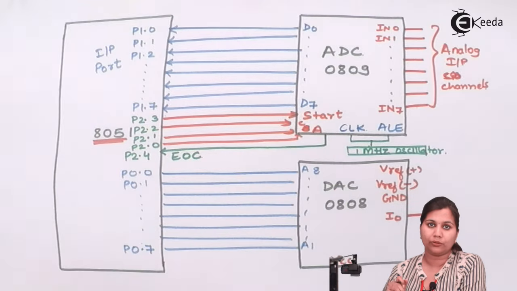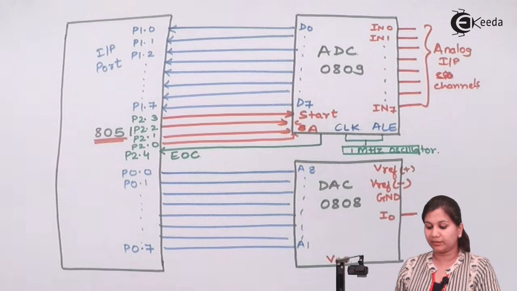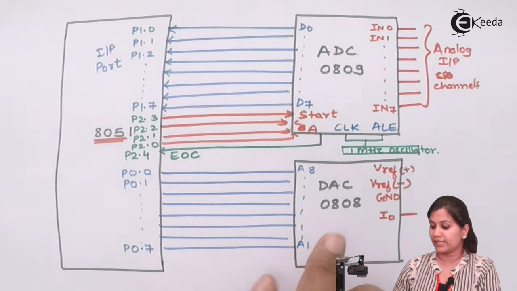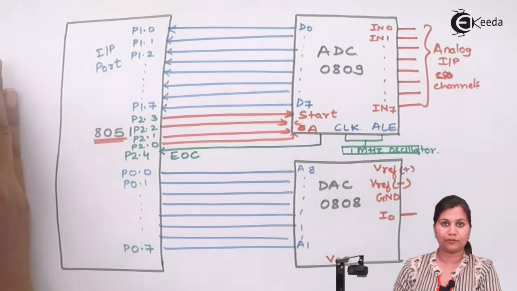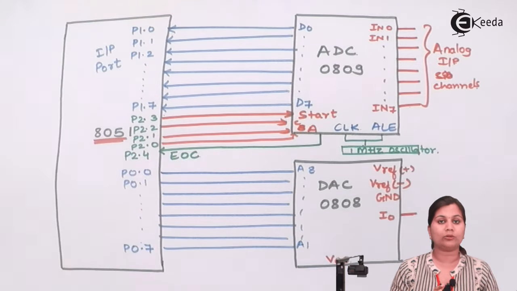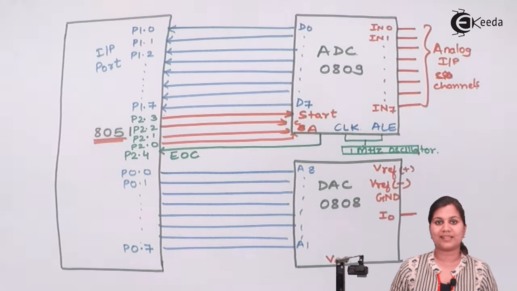So in this video, we have studied the interfacing of the A2D and the D2A converters 0808 and 0809, how they are connected with the 8051 microcontroller, how the signals are being connected, and how they convert the signals from one form to another form. So I hope that this topic is now clear to you.